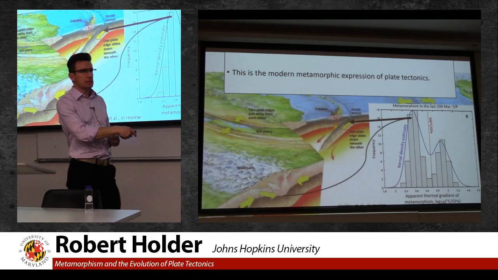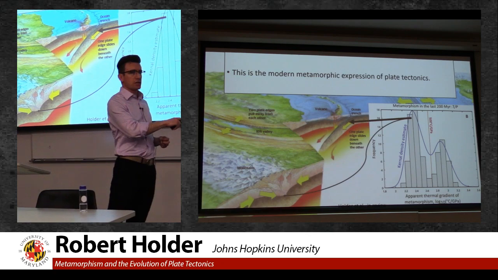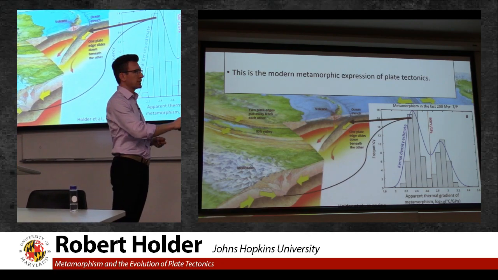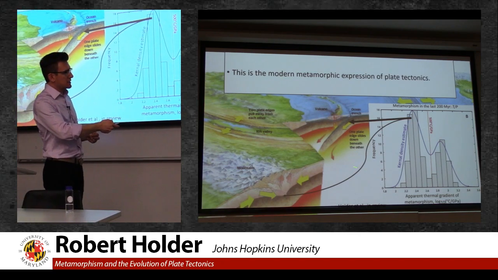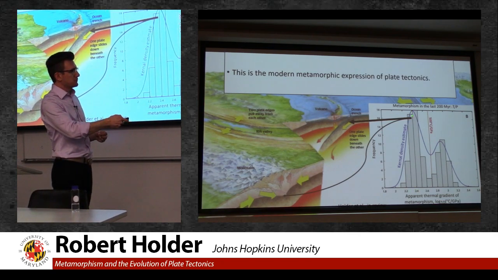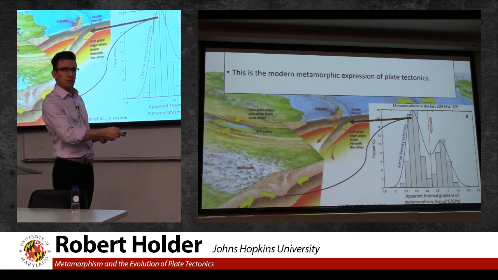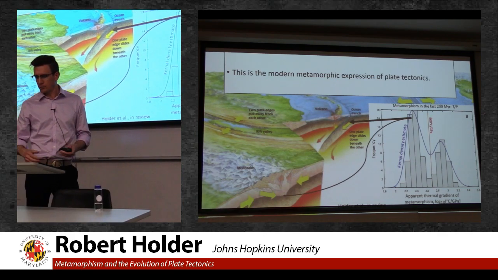So we're going to take this to be the metamorphic expression of plate tectonics. This is when we know plate tectonics is happening, and this is what the metamorphic record from that time looks like. And specifically, the low temperature divided by pressure, the low thermobaric ratio data points here are those that are associated with subduction zones and with underthrusting in the forelands of orogenic belts.